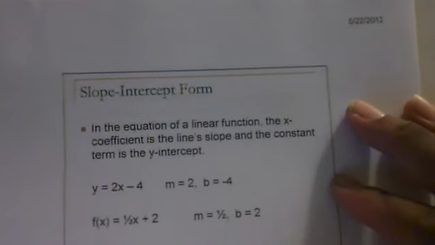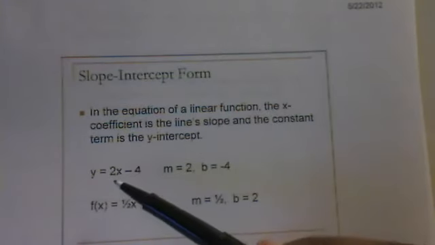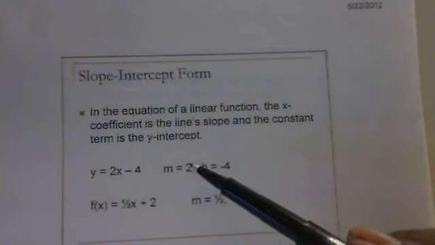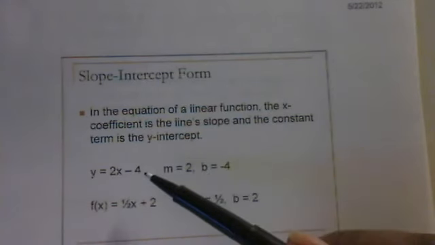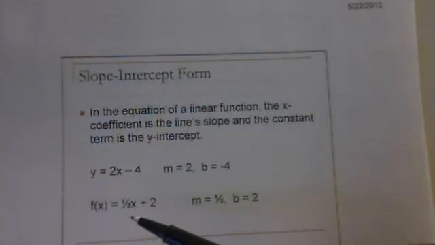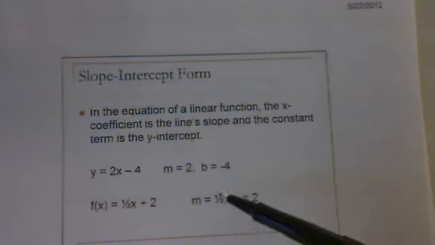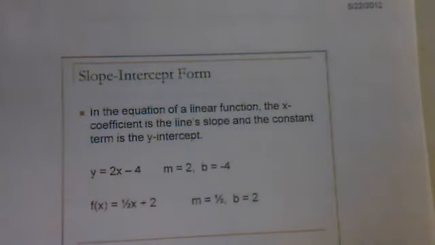All right, and in the equation of a linear function, the x coefficient is the line slope, and the constant term is the y-intercept. So in this case, for y is equal to 2x minus 4, the 2, that's the number in front of x, that's your slope. The negative 4 is your y-intercept. And then for f of x is equal to 1 half x plus 2, here the 1 half, which is the number in front of the x, that's your slope. The b, the 2, is your y-intercept.